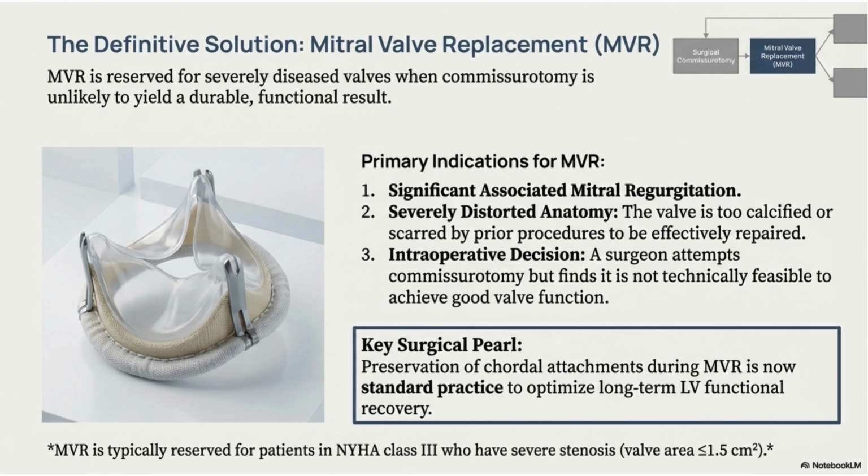And finally, mitral valve replacement, MVR, which is necessary when repair just isn't feasible. MVR is for patients with significant associated mitral regurgitation or those whose valves are just too severely distorted, calcified, or scarred to be repaired. The criteria are strict. It should only be done if the patient has severe MS, an MVA of 1.5 or less, and is highly symptomatic, so NYHA class 3 or 4, despite optimal medical therapy.